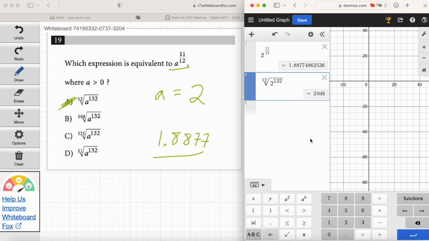You don't have to think about it too much. You don't have to try to interpret the fractional exponent, or the roots, or any of that stuff. All you're doing is just punching in Desmos and seeing what matches. All right, let's try answer choice B.